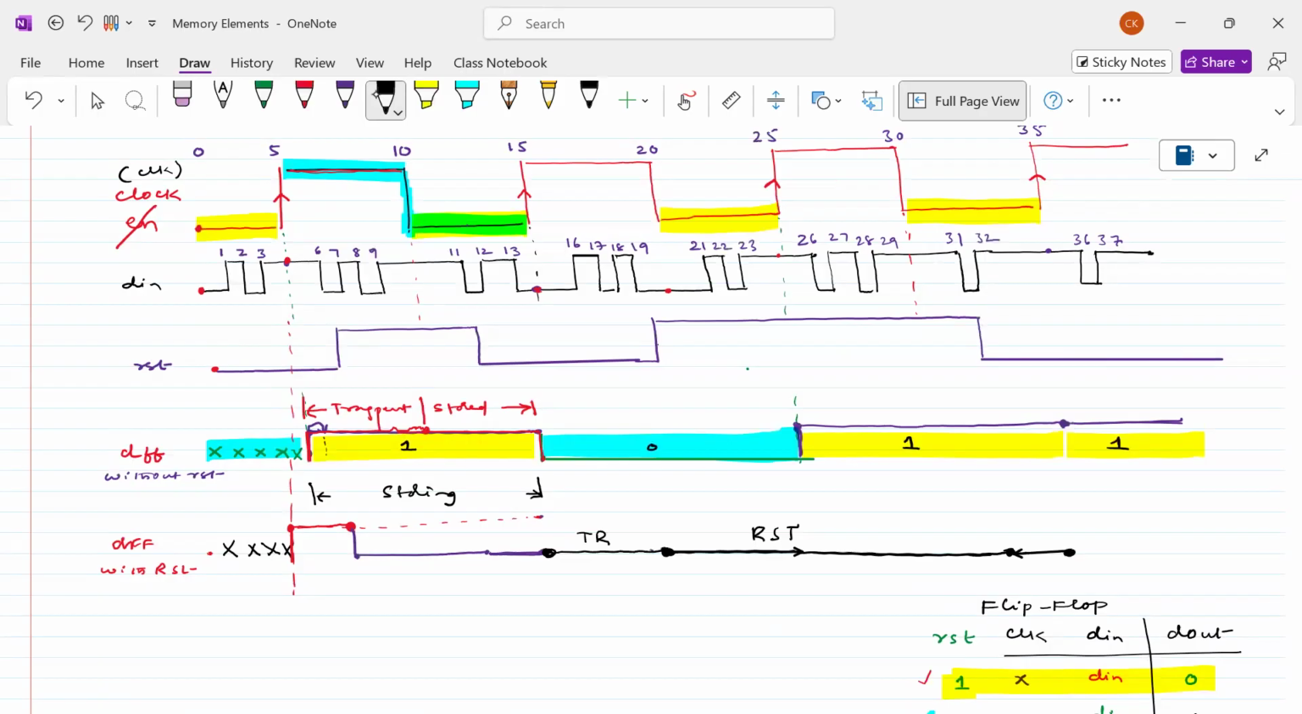Now what you can see here is, because of no RST, we have only the clock. That's the reason why it will go up and remain there to this point. Here, RST.